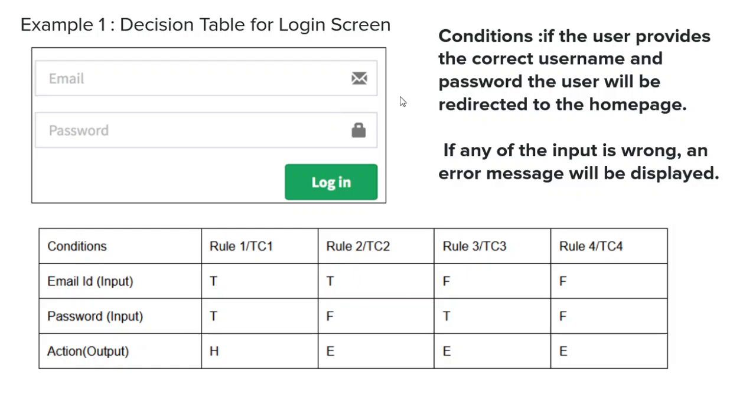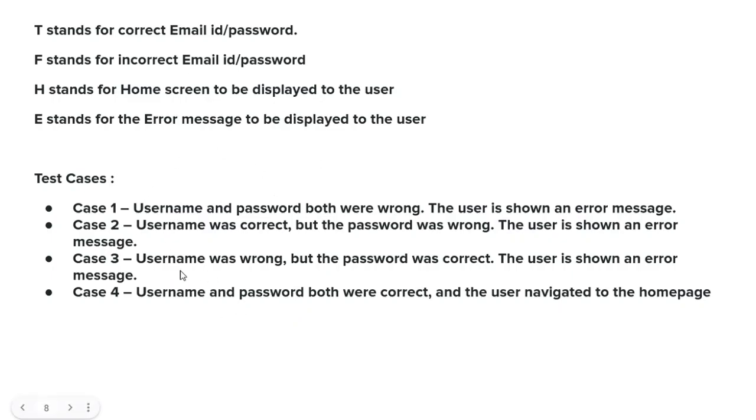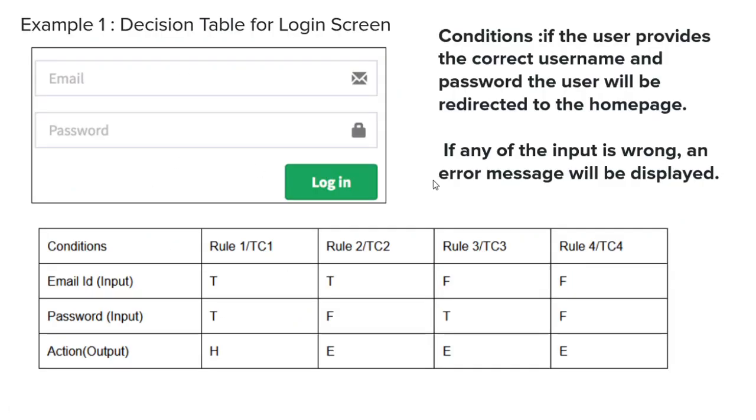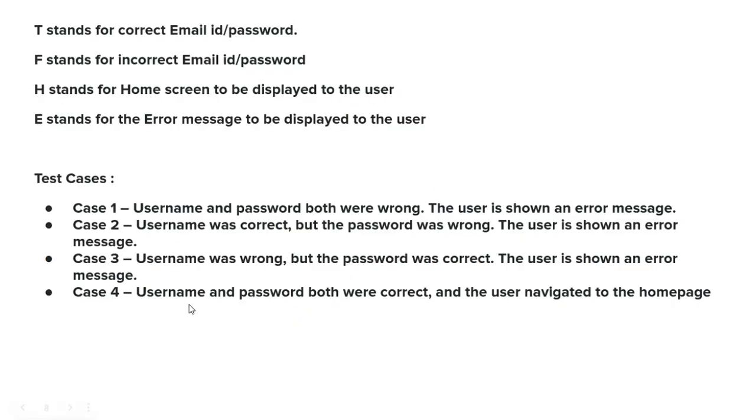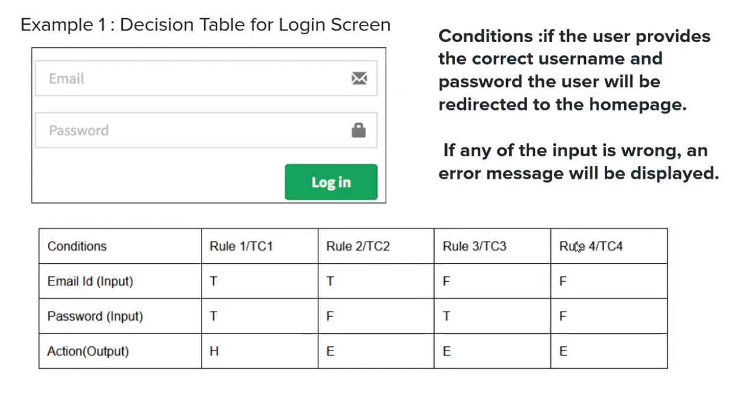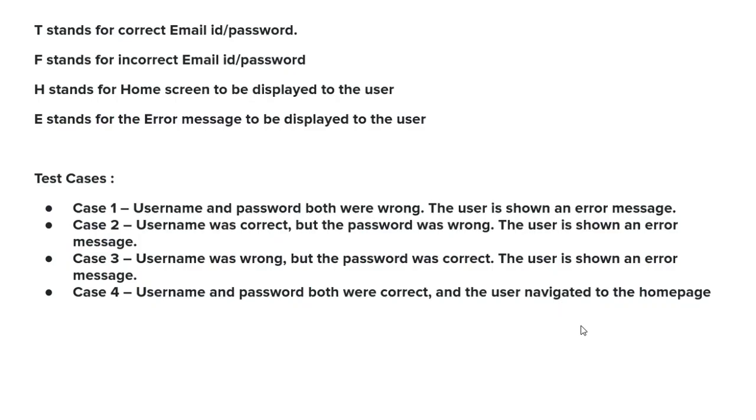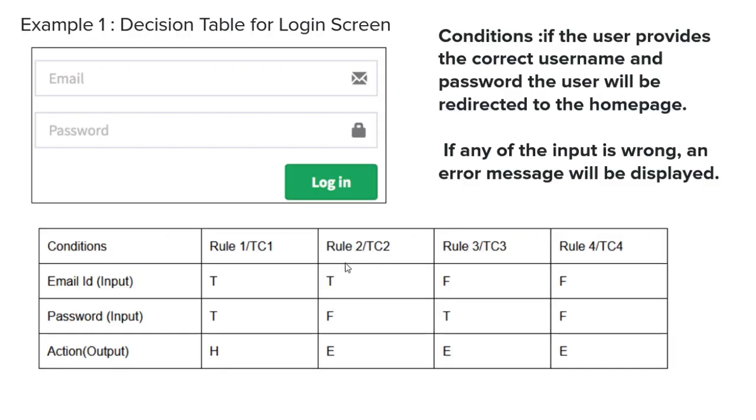So by creating the decision table like this, we can get the test cases. So 1, 2, 3 and 4. So 4 test cases we have received with the help of this decision table. First case is username and password both are wrong. So this is the case here. If you see both are wrong, that means error message will be displayed. Second case would be username was correct but the password was wrong. So username was correct, that means email was correct but password was wrong. So that is the second test case.